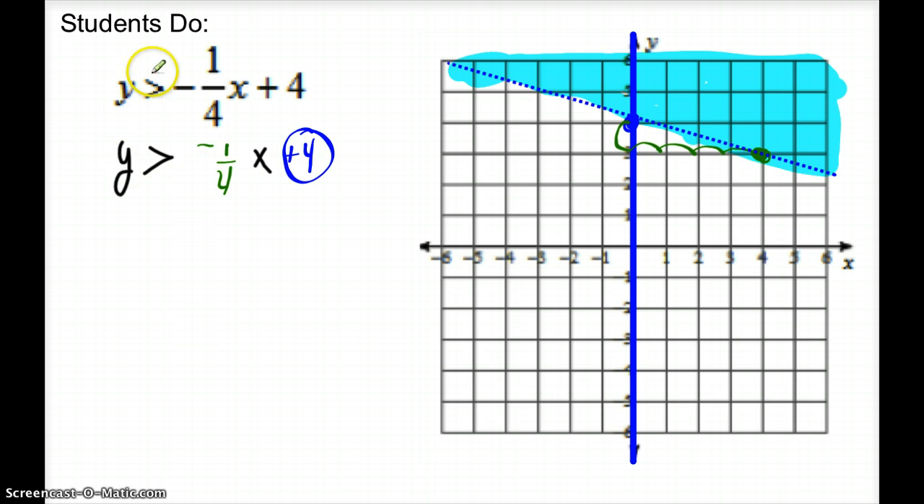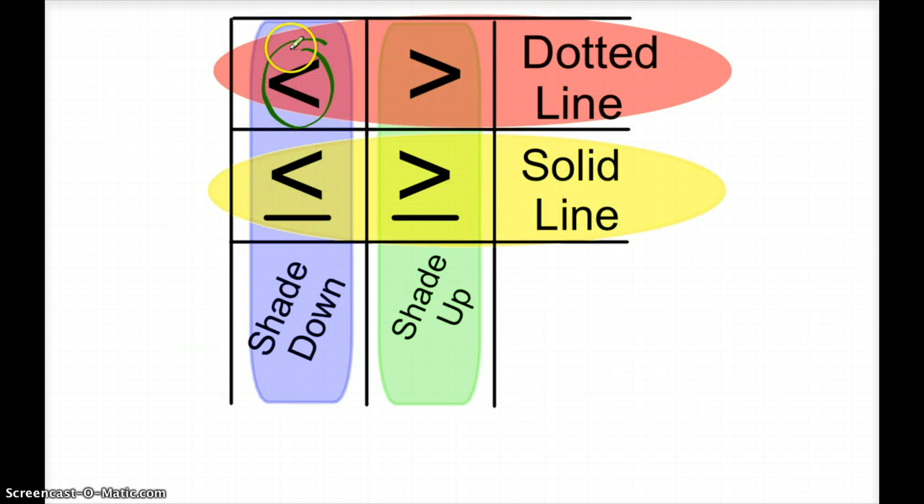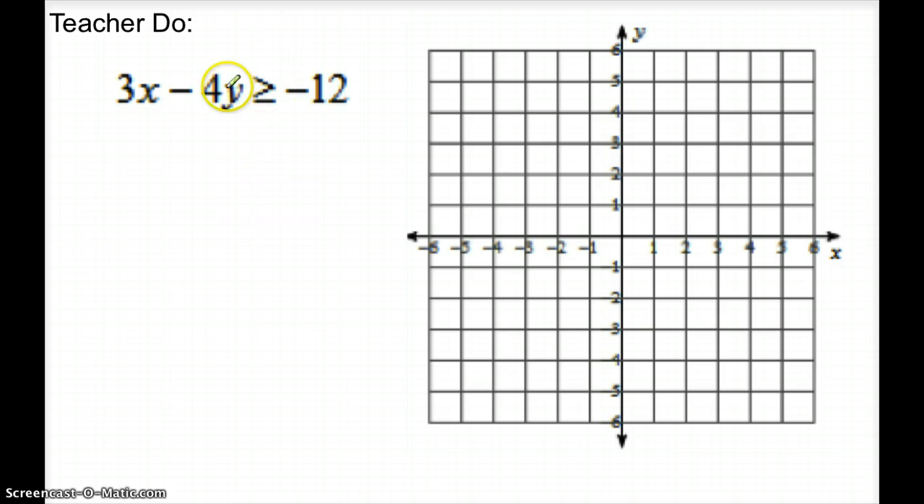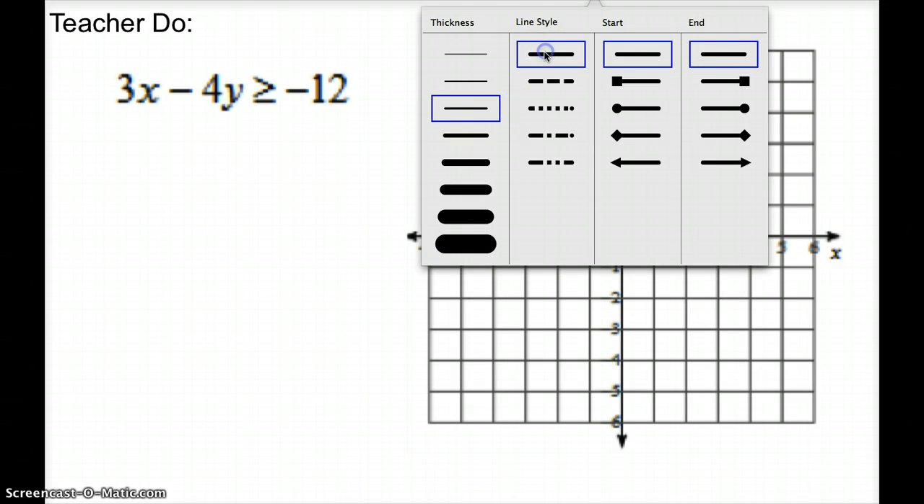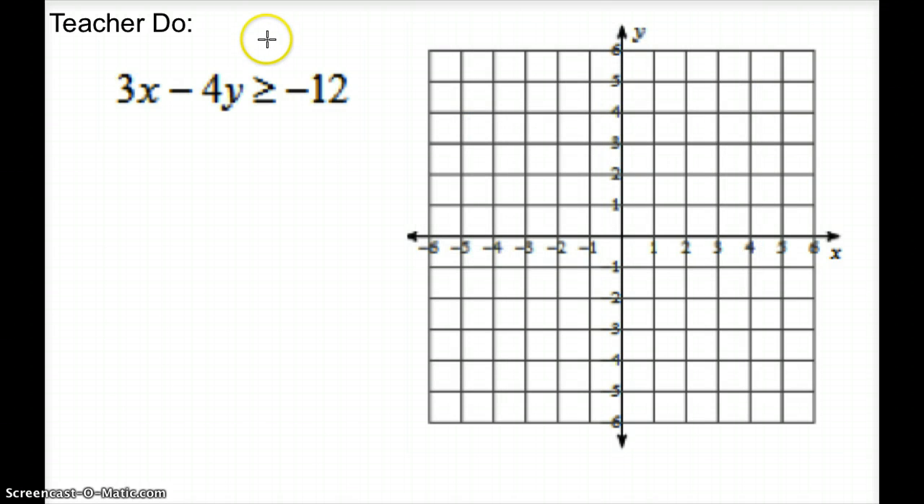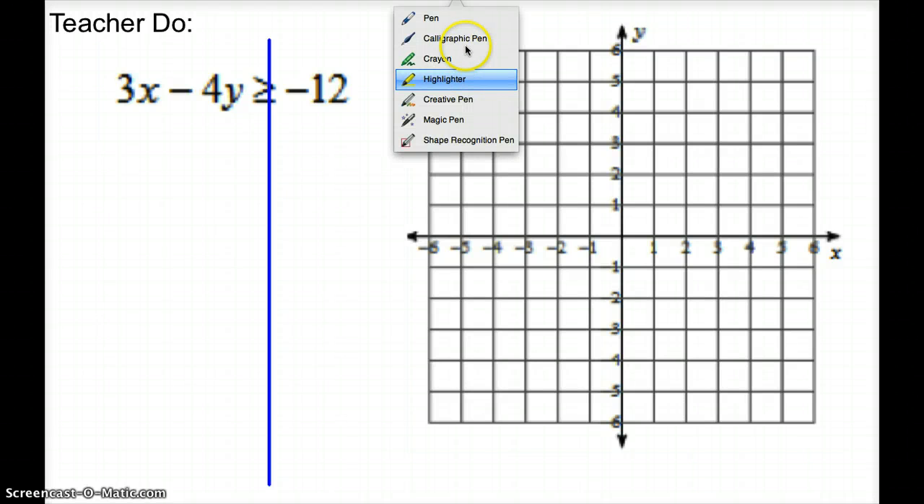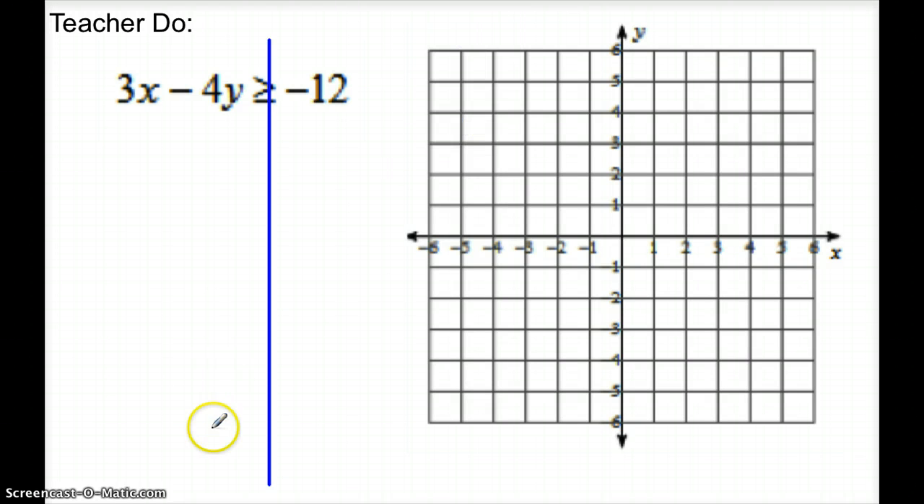Okay, done. Now if they are not in slope-intercept form, it's very, very important that we put them in slope-intercept form. They have to be in the right form before we shade up or down, before we make a solid or dotted line. So like we did in our do now, we need to make sure that this is y equals mx plus b.